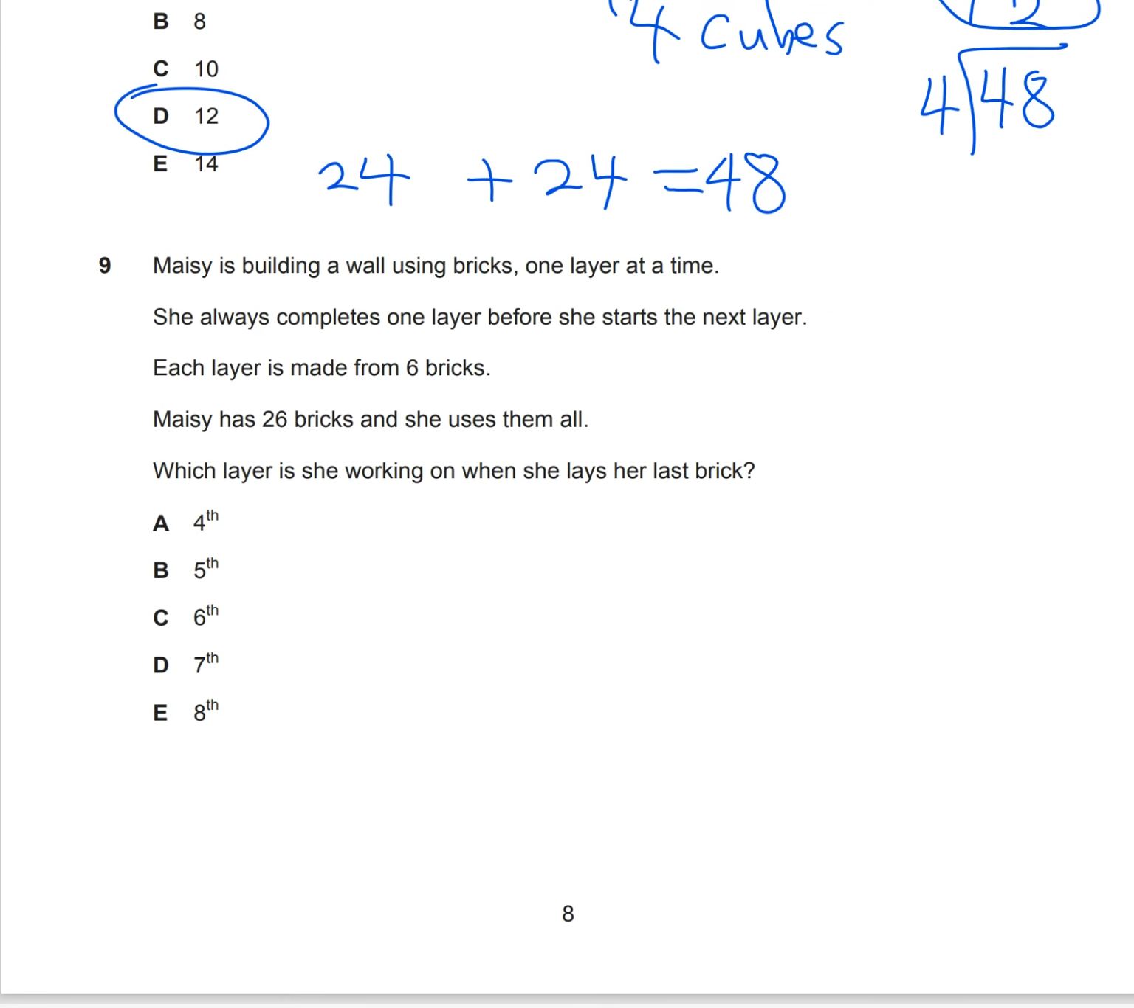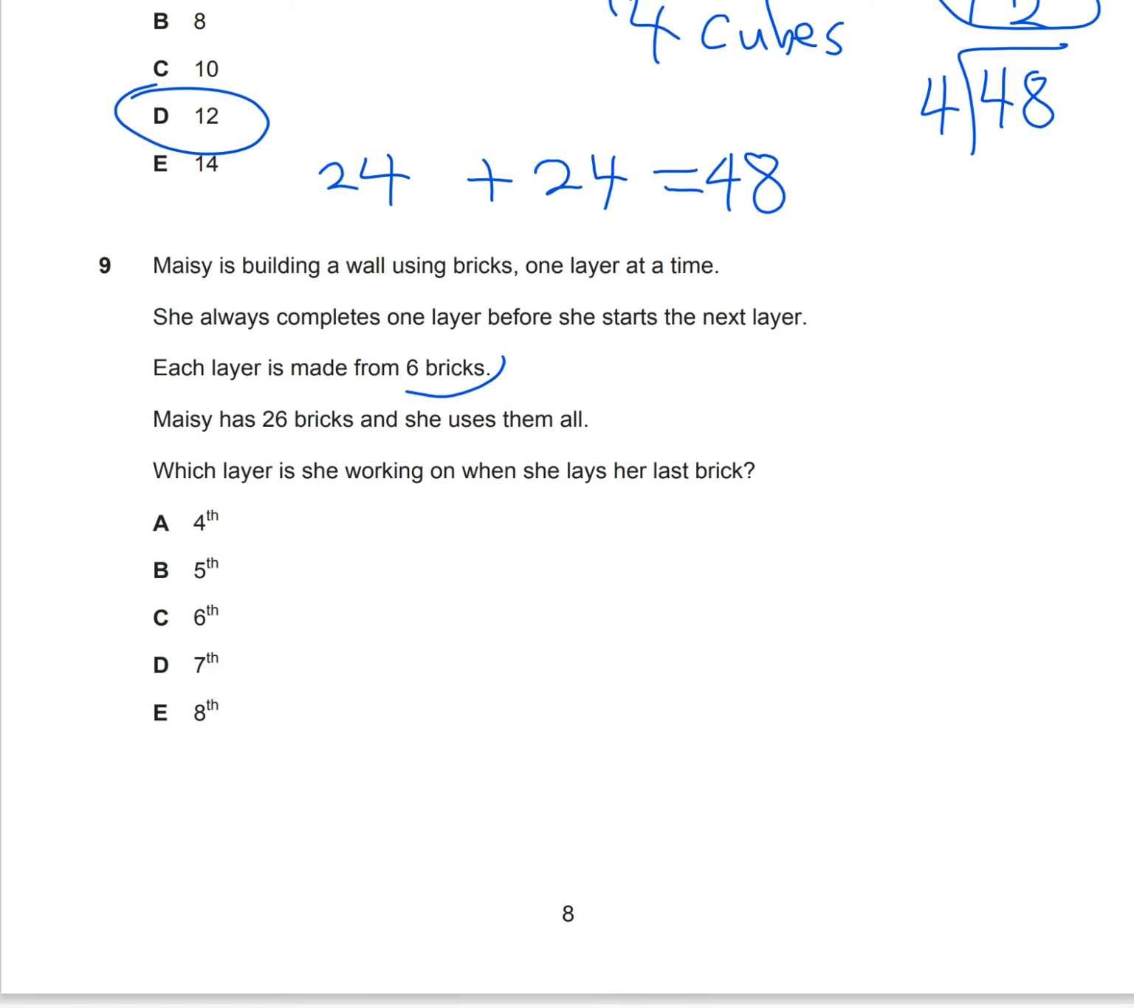Nine. Maisie's building a wall using bricks one layer at a time. She always completes one layer before she starts the next layer. Each layer is made from 6 bricks. Maisie has 26 bricks and she uses them all. Which layer is she working on when she lays her last brick?